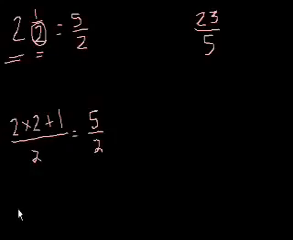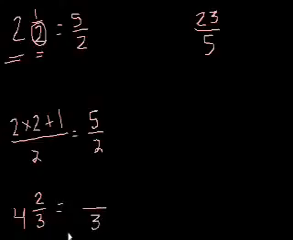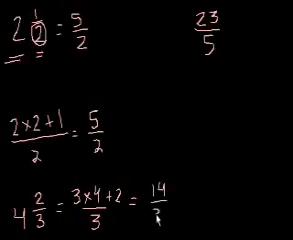Let's do another one. Let's say I had 4 2/3. This is equal to, it's going to be all over 3. We keep the denominator the same. And the new numerator is going to be 3 times 4 plus 2. Well, that equals 3 times 4, and order of operations, you always do multiplication first. 3 times 4 is 12, plus 2 is 14. So that equals 14 over 3.